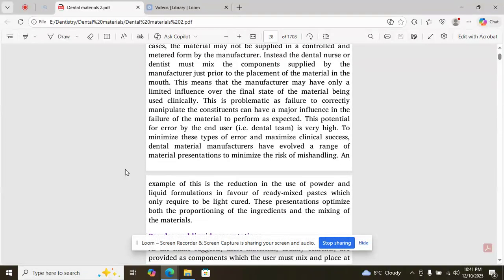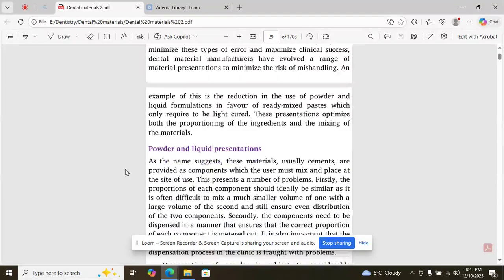An example of this is the reduction in the use of powder and liquid formulations in favor of ready-mixed pastes which only require to be light cured. These presentations optimize both the proportioning of the ingredients and the mixing of the materials.